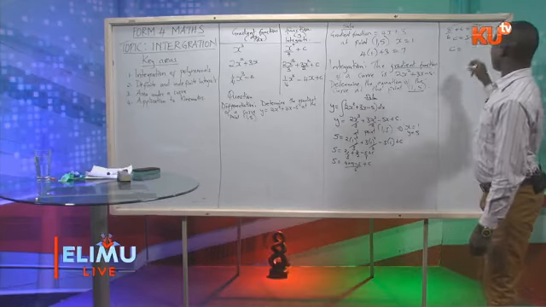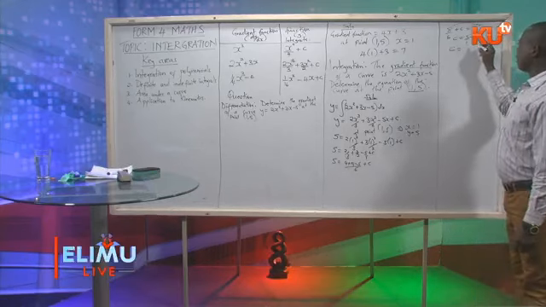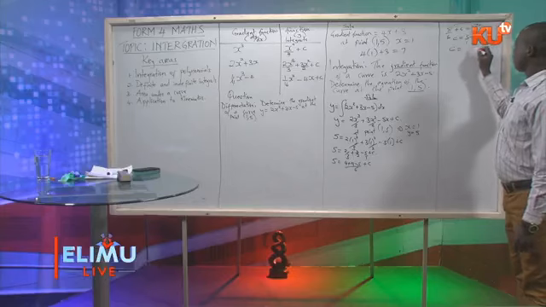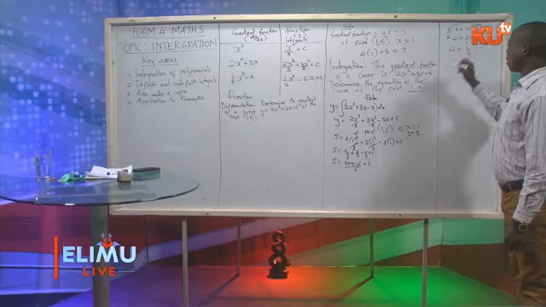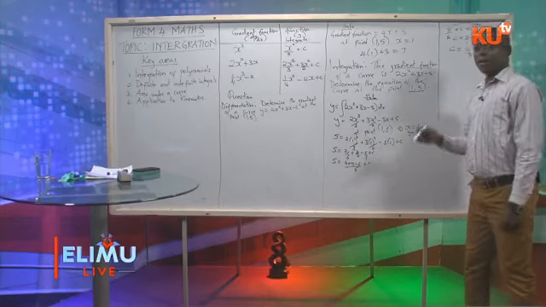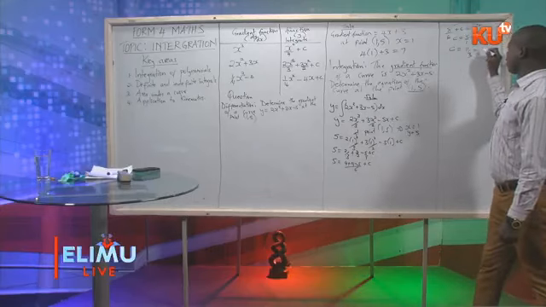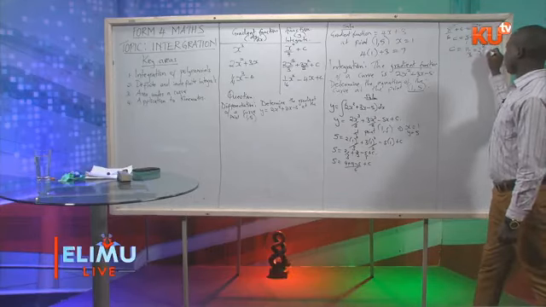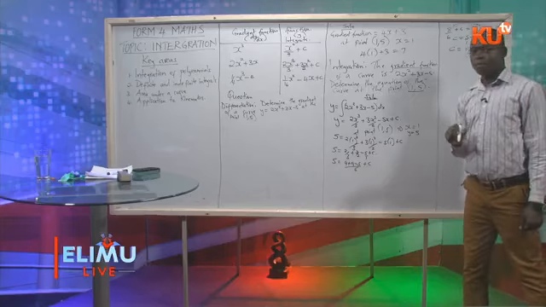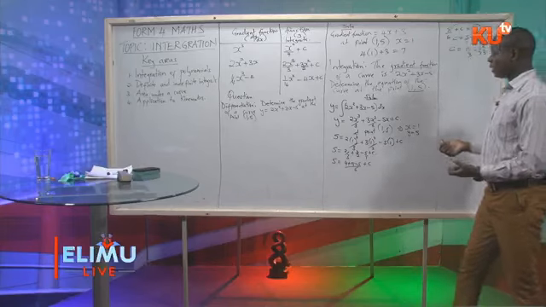So our value for the constant, that is 15 minus 4, 11 over 3. So it means, therefore, the value for c in this case is 11 over 3, which is 3 and 2 over 3. So therefore, what is the equation?